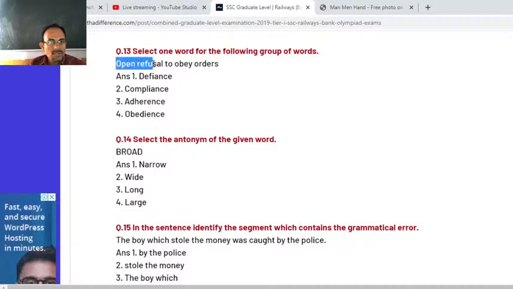Okay, now you tell me this one. Open refusal to obey orders is what? Select one word for the following group of words. Open refusal to obey orders. Can you guess, is it defiance or compliance or adherence or obedience? Which one do you think should be the answer? Open refusal to obey orders. So it should be... do you have any idea? Arya, you seem to be absolutely correct. It's called defiance. Open refusal to obey orders is defiance.